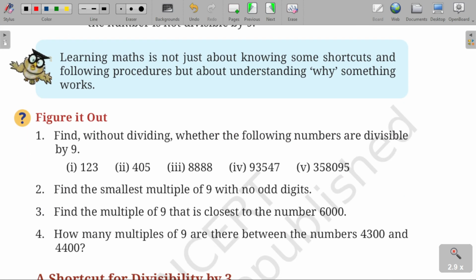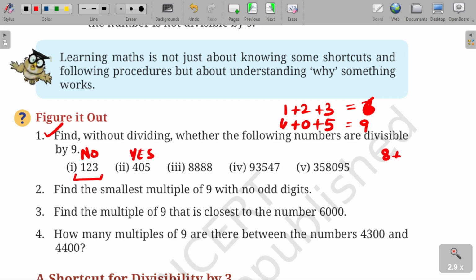Now, let's start with the exercise. Question number 1. Find without dividing whether the following numbers are divisible by 9, like 123. Adding up the digits, 1 plus 2 plus 3 is 6. So obviously no, this is not divisible. 405: 4 plus 0 plus 5, yes, this is divisible, the sum is 9. Then 8 plus 8 plus 8 plus 8, 4 times 8.